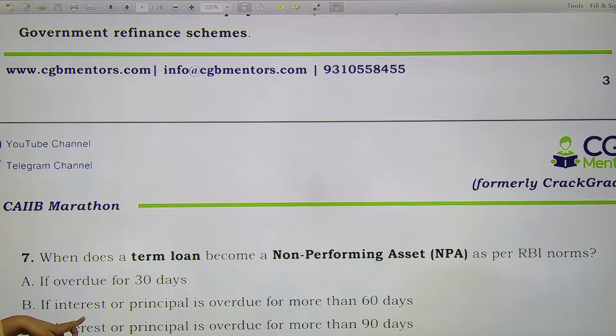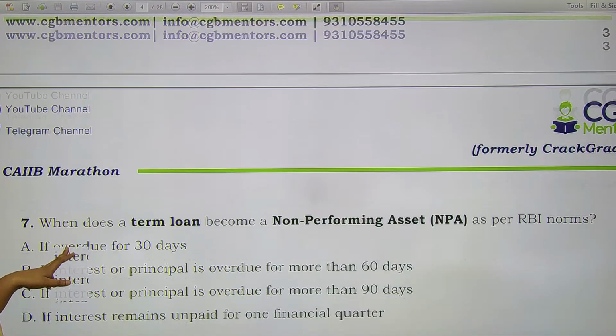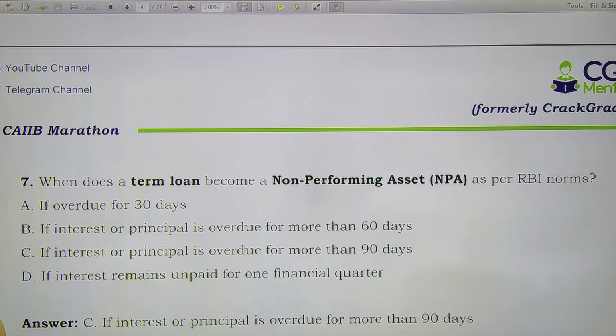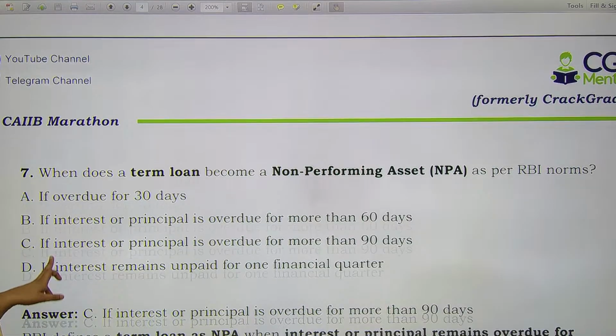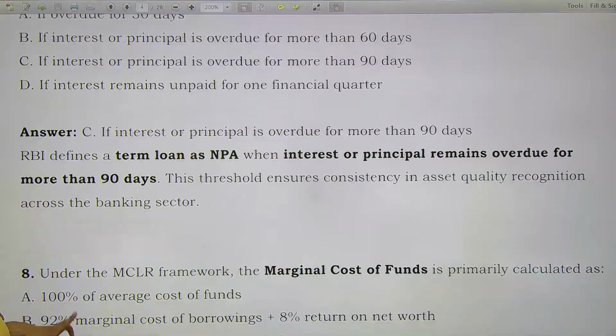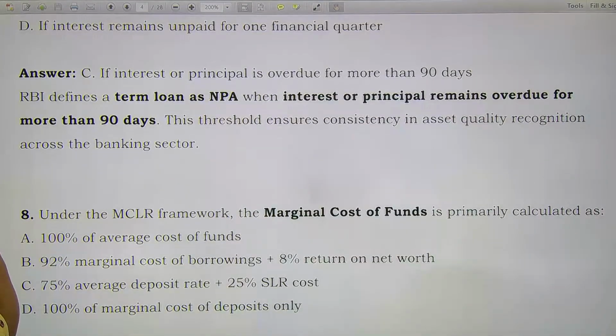Now, when does a term loan become an NPA as per the RBI norm? If the interest and principal remain overdue for a period of more than 90 days, then it is labeled as NPA. Right? Then you have, under the MCLR framework, the marginal cost of funds, how is it calculated, right? Under marginal cost of lending rates.